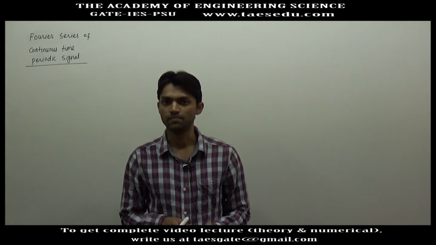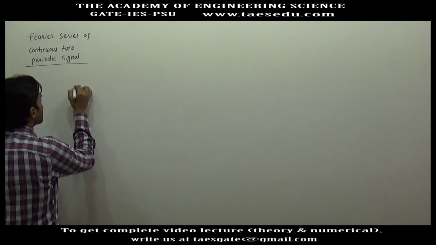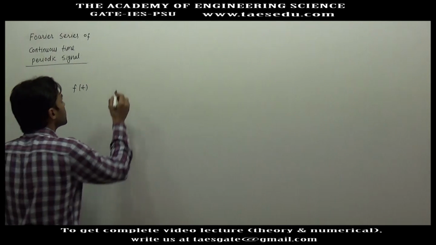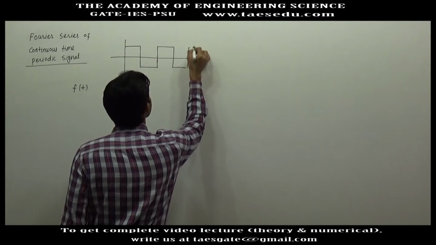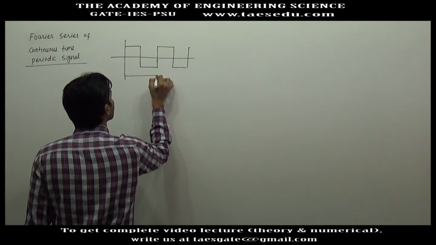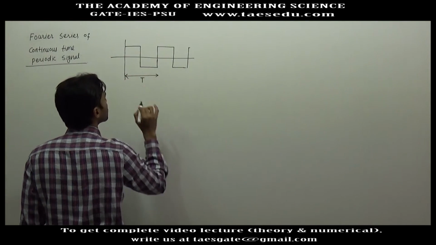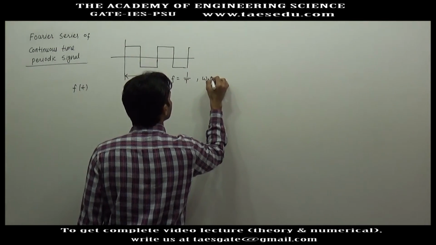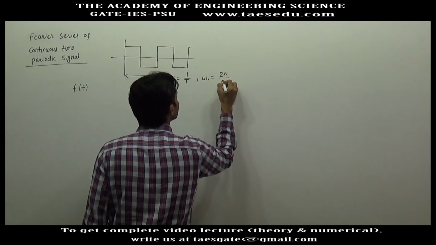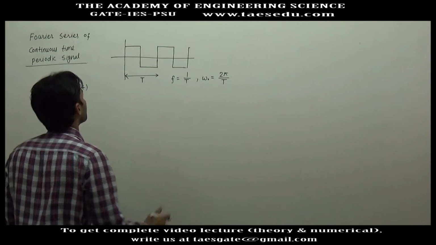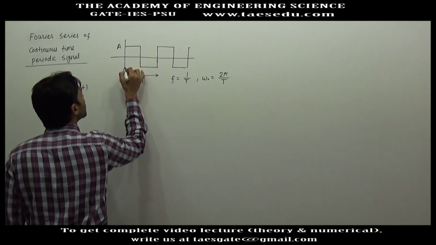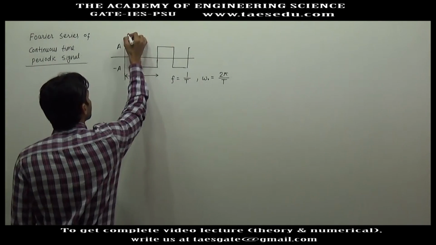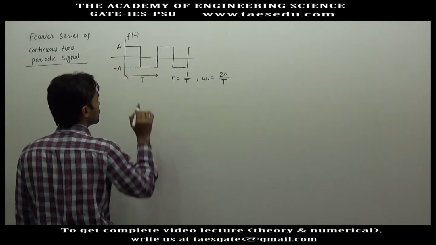So what it says in Fourier series representation, any function which is periodic can be represented as a series of sinusoidal functions. Let's say we have a signal f(t), a continuous time periodic signal. Let's say this is the periodic signal and this is its time period T, and the frequency will be 1/T and angular frequency will be 2π/T. Amplitude is A and this is minus A. This is a continuous time periodic signal with time period T.